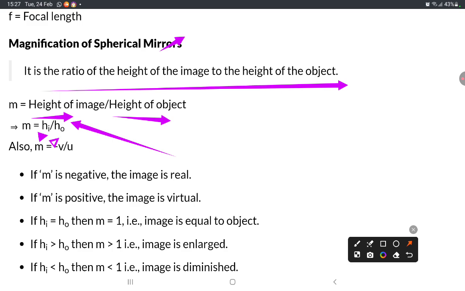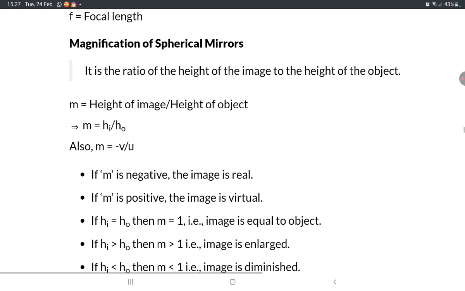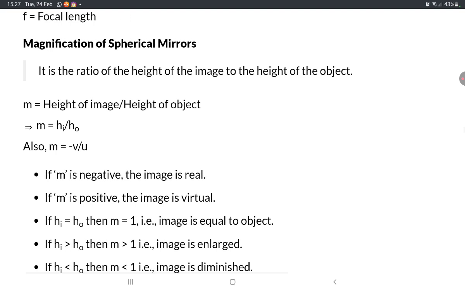Also m equals minus v by u. Clear? So m equals hi by h naught, and m equals minus v by u.